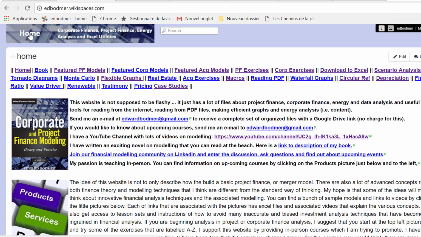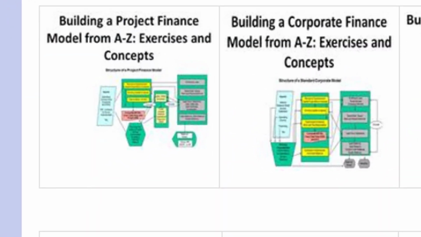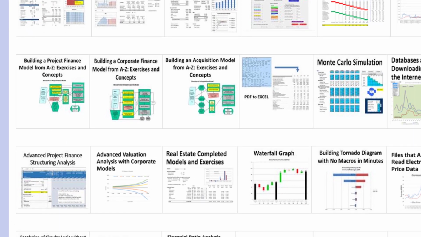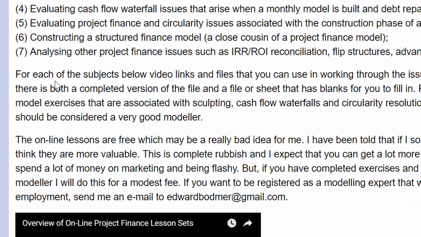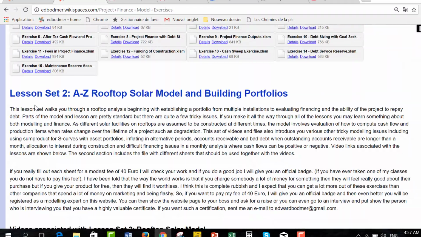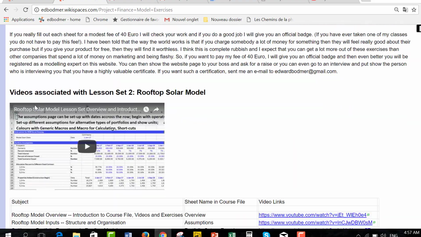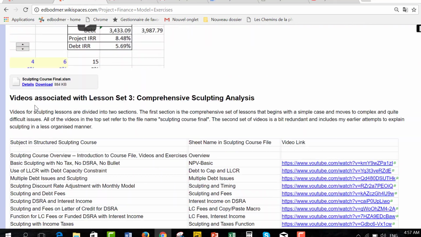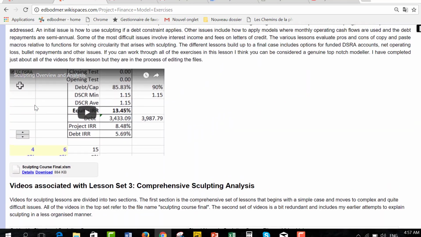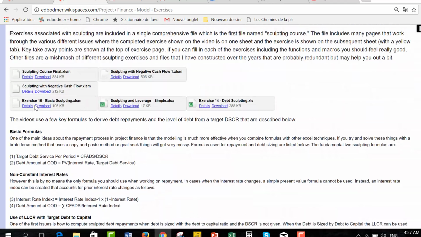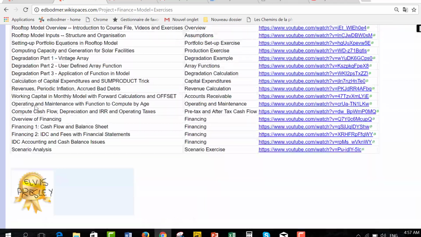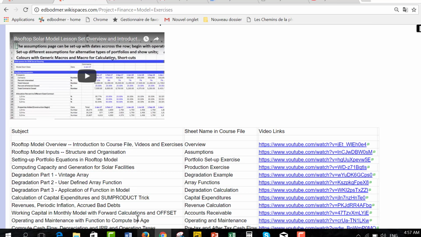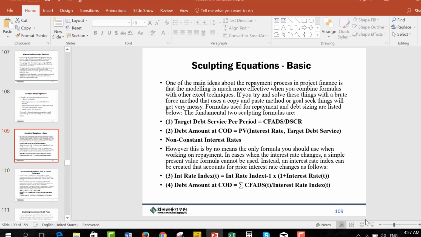It's in the website here. Everything in project finance is kind of in the first area here, and on this one I have a whole sculpting course. Here's building a rooftop, and my badge that nobody has ever got. And then we have all our sculpting videos, and there's kind of an overview, and you go through all of these things, which are painful things to do.